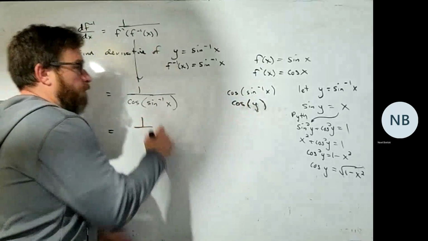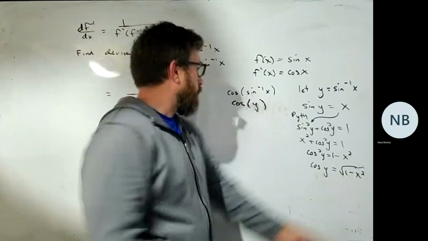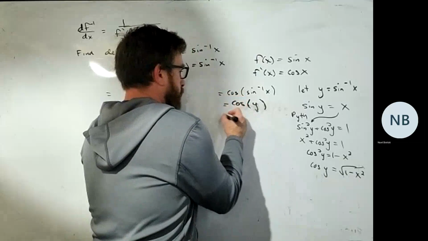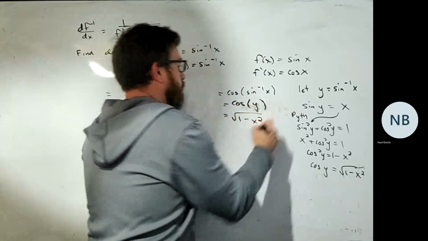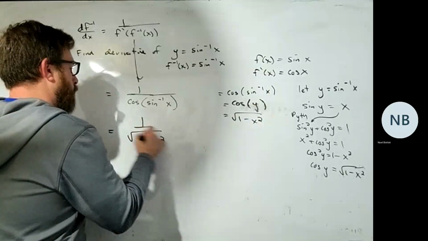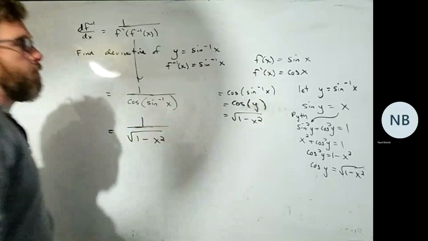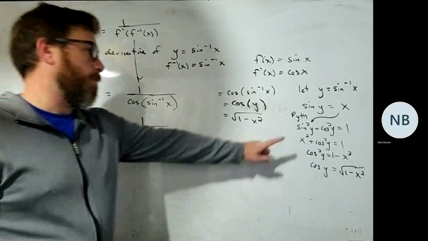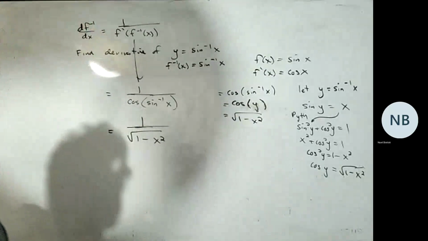This is 1 over, well, this thing, so this is equal to this. So this is 1 over the square root of 1 minus x squared, which is why that's true when you look it up in the table. So we're just using the inverse function along with the Pythagorean theorem, a little bit of trigonometry.